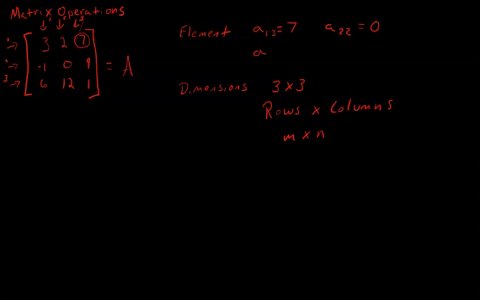Again, I could ask this for any of these. Let's do 2, 3, and 3, 2. So row 2, element 3, is 4, and row 3, element 2 is 12.